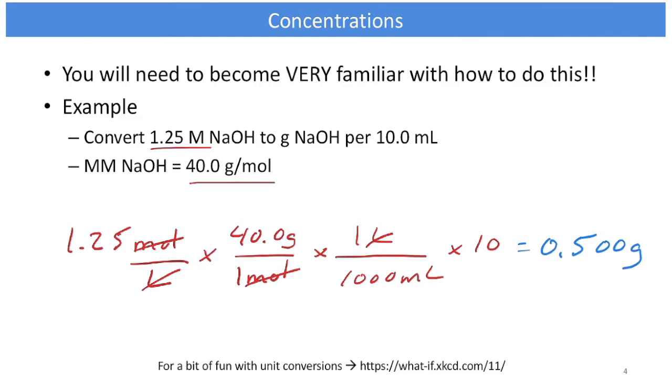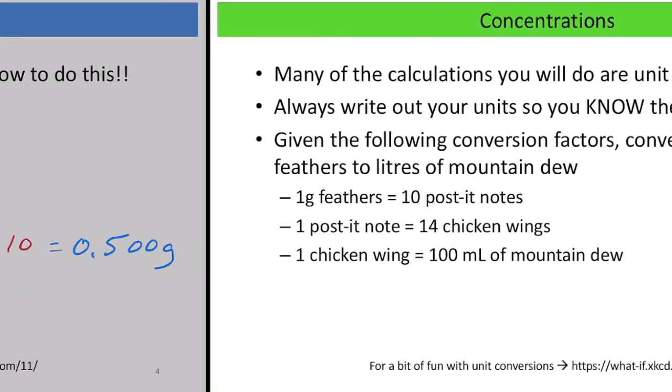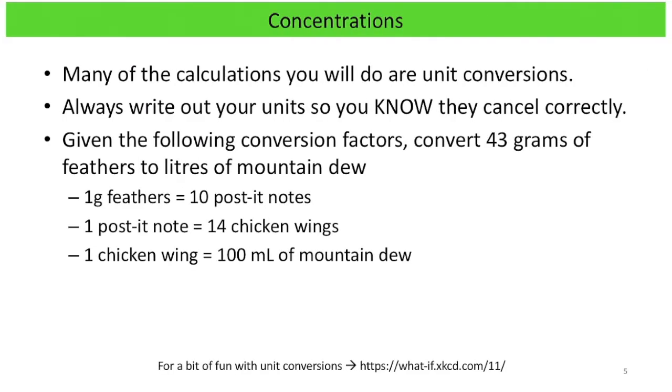Okay, so you should be familiar with how to do these types of calculations. The rest of the calculations we do here are all going to be unit conversions, and that is a lot of what the concentration unit conversions are in chemistry. Taking one concentration unit, converting to another, it's just a unit conversion. Okay, so as I said, most of the calculations you do are unit conversions, and as I did in the last example, it's a good idea to write out all of the conversion factors, because then you know that the units cancel correctly.